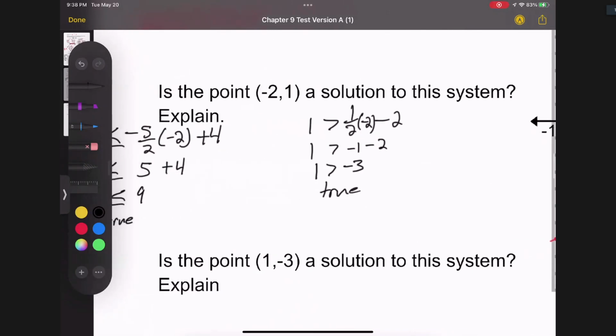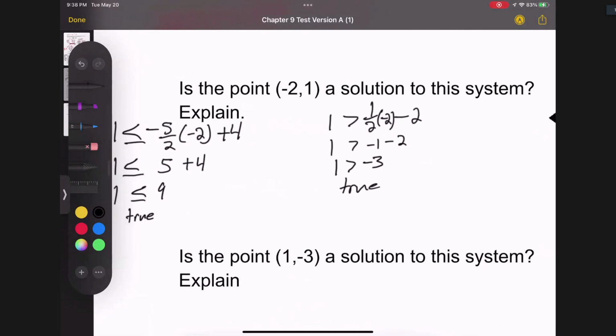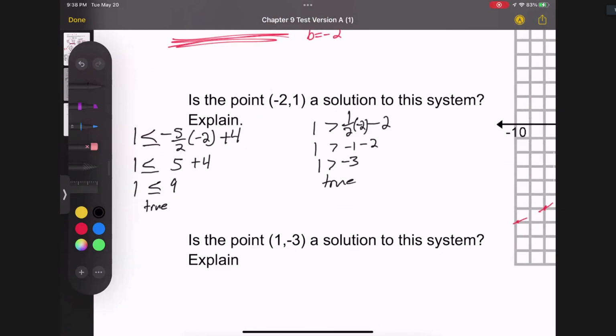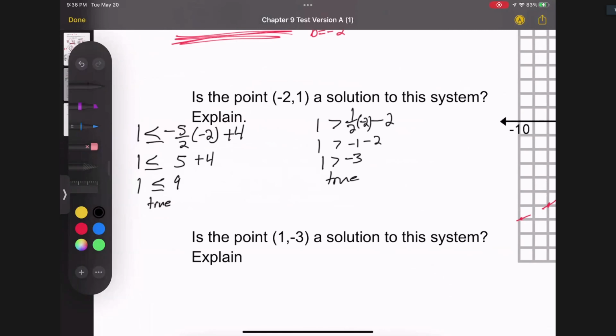So if the point satisfies, or what do I mean by satisfy? I mean it makes it true. So both of these inequalities are going to be true. If I were to plug in this point, it's going to be true for both inequalities. So that means that point is a solution to both inequalities. Now, how can I explain my answer? Well, there's 2 ways that you can actually explain your answers. I'm going to show you all of them.